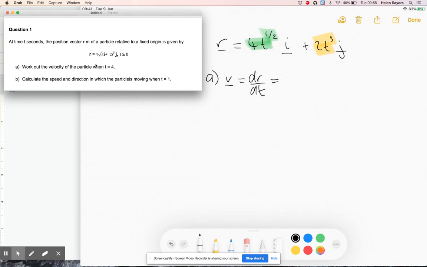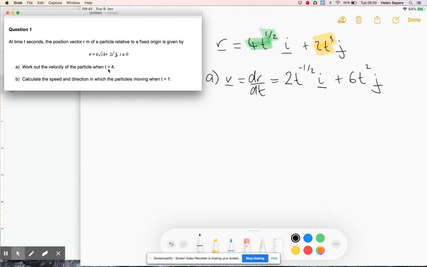So differentiating the part I've highlighted in green, I'm going to multiply by the half, and I'm going to reduce the power by 1. So that's my differentiated i vector. Then I'm going to differentiate the 2t cubed. So I'm going to multiply by the 3. I'm going to reduce the power by 1. And that's my j vector. Okay, so that's my velocity vector.